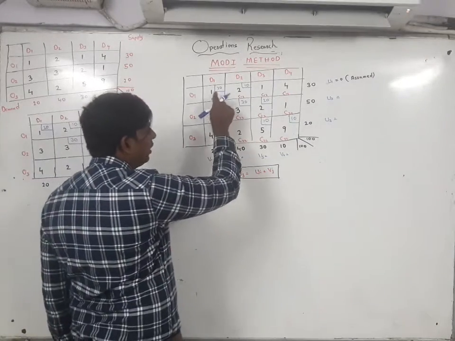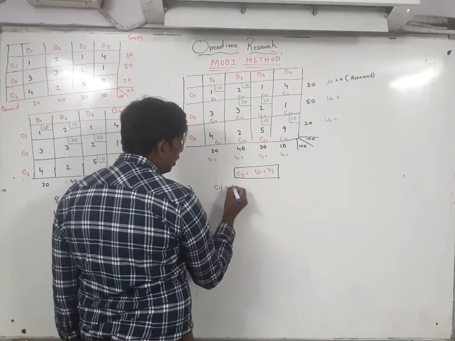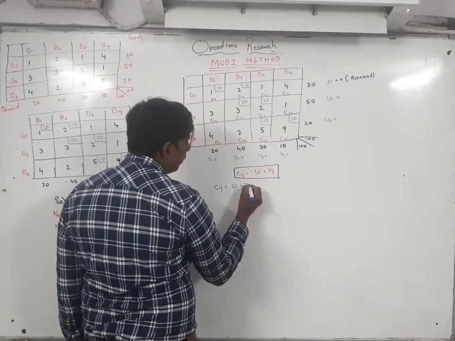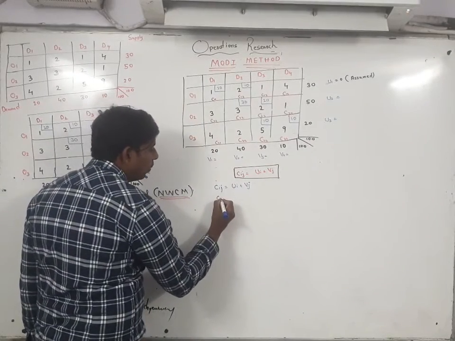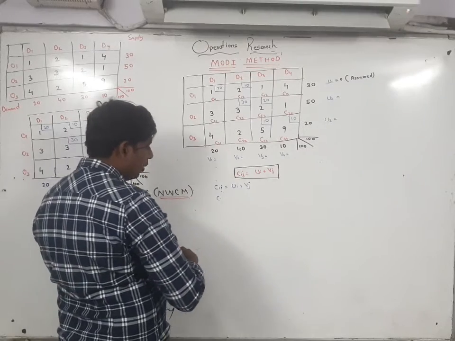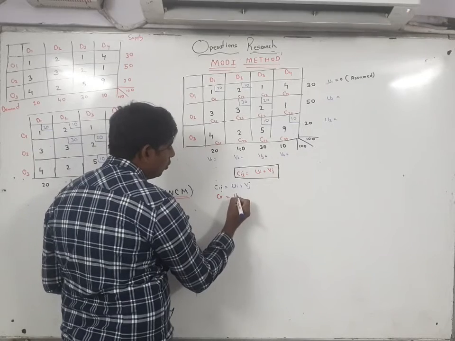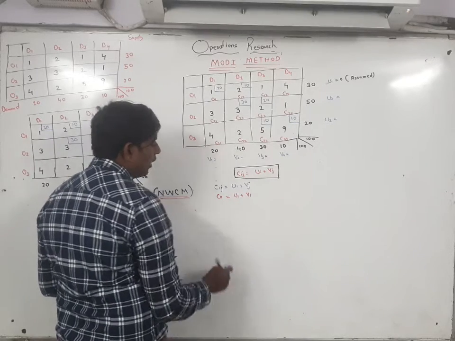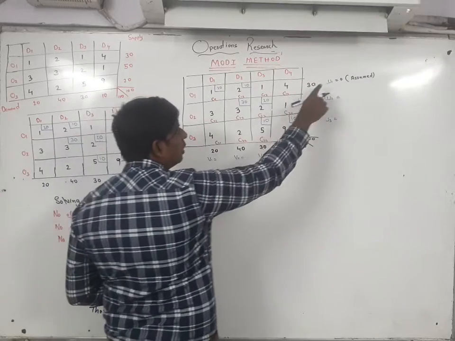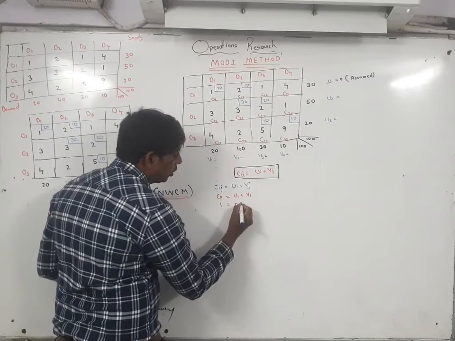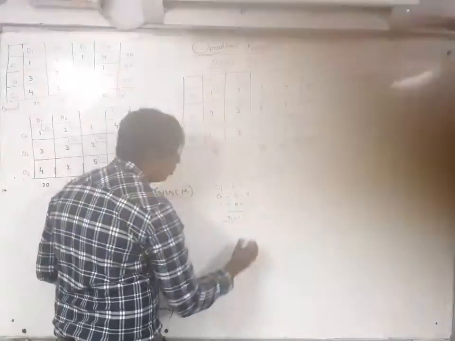Which one is the allocated? Here. So I will write the formula: Cij is equal to Ui plus Vj. So where is the allocated cell? C11. What is the value here? C11. I will write here C11. So U1, this is V1. C11, what is the value? 1. U1 value, as you can see, U1 value is 0. So here you got the value of V1. V1, how much you got?